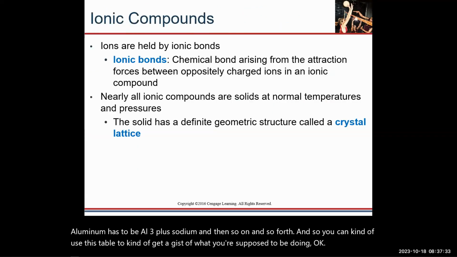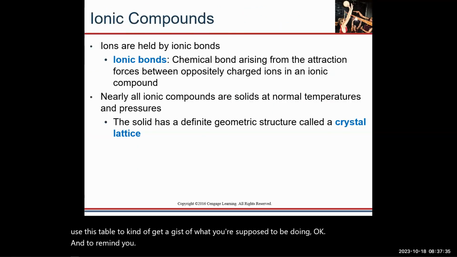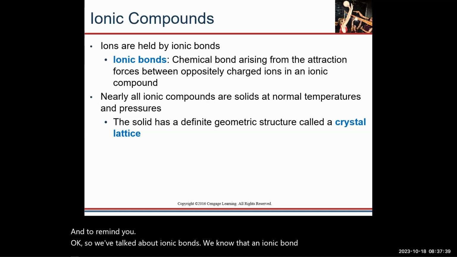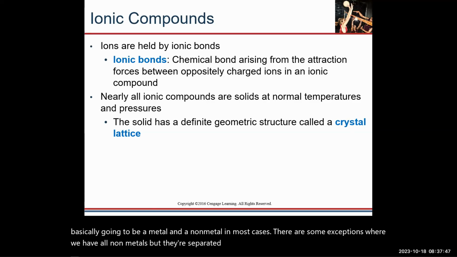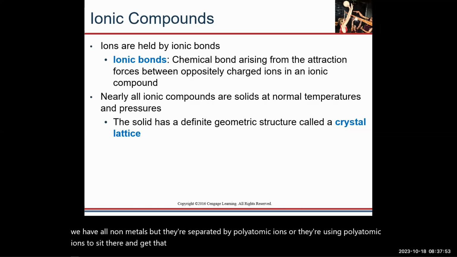And to remind you, we've talked about ionic bonds. We know that an ionic bond is going to be between a metal and a non-metal in most cases. There are some exceptions where we have all non-metals, but they're separated by polyatomic ions, or they're using polyatomic ions to get that state.